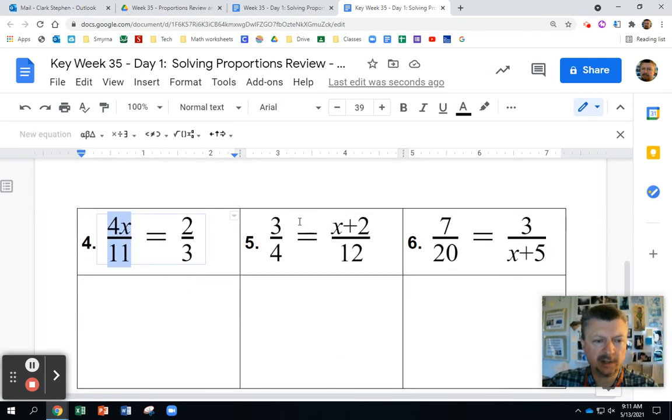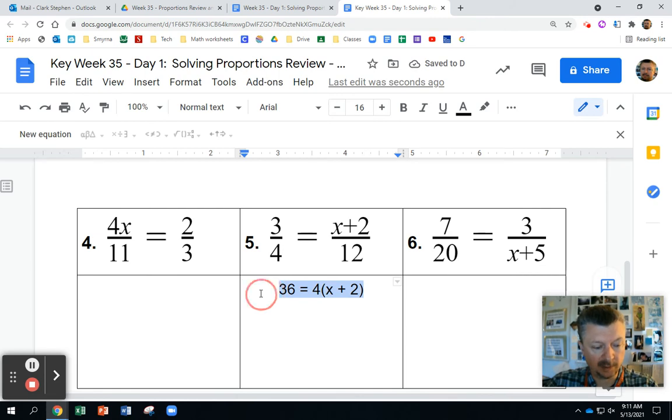Now I'm going to do one of these, and you'll have another one of these. And that'll be that for the review. So we're doing the same thing. We do 3 times 12. Cross multiply. 3 times 12 is 36. Now I'm going to do 4 times all of this, x plus 2, right? It'll be 4 times x and 4 times 2. So we're doing the distributive property.